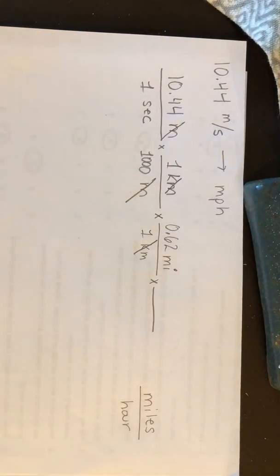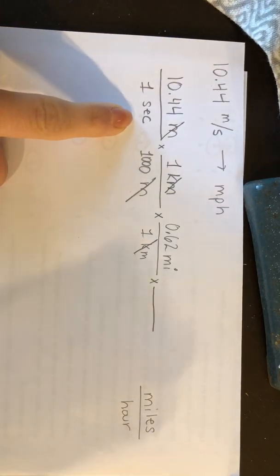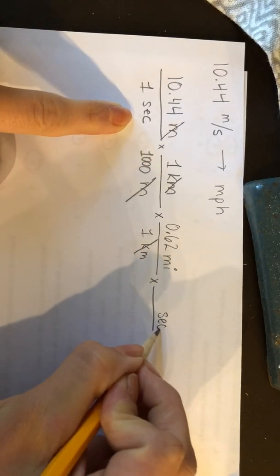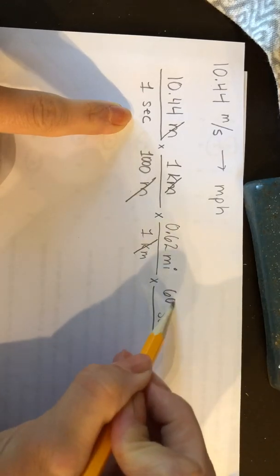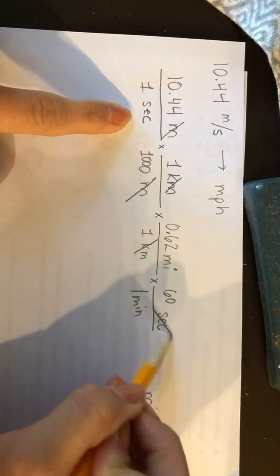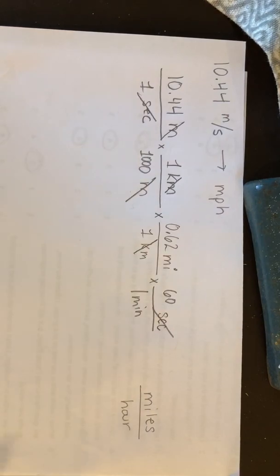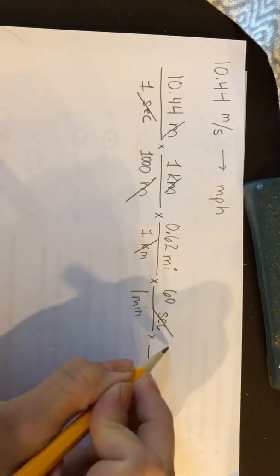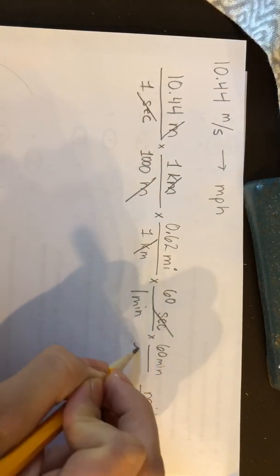Now, I don't know how many seconds are in an hour, but I know that there's 60 seconds in a minute. And think carefully about how you're going to cross-cancel the seconds. The seconds is in the denominator, so it's going to cross-cancel with the seconds in the numerator. Every 60 seconds is 1 minute. Then, every 60 minutes is an hour.